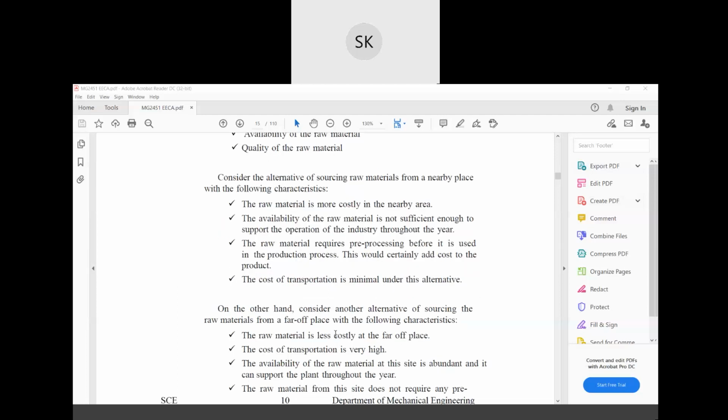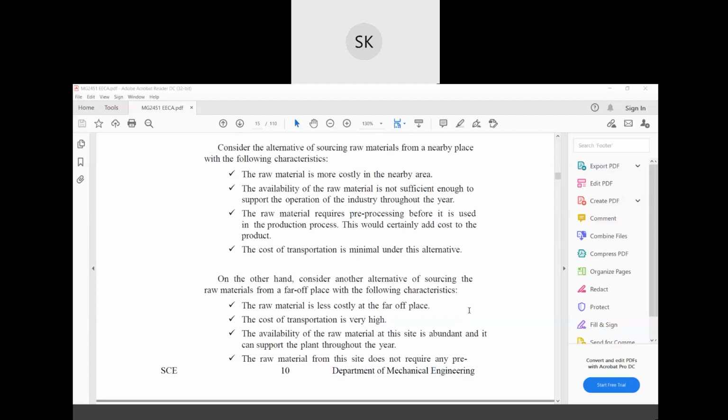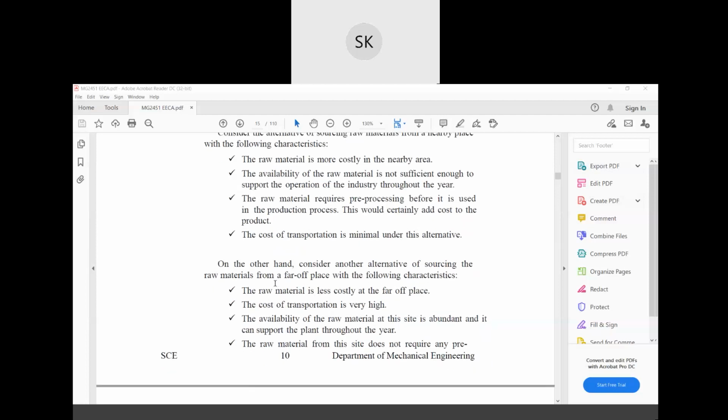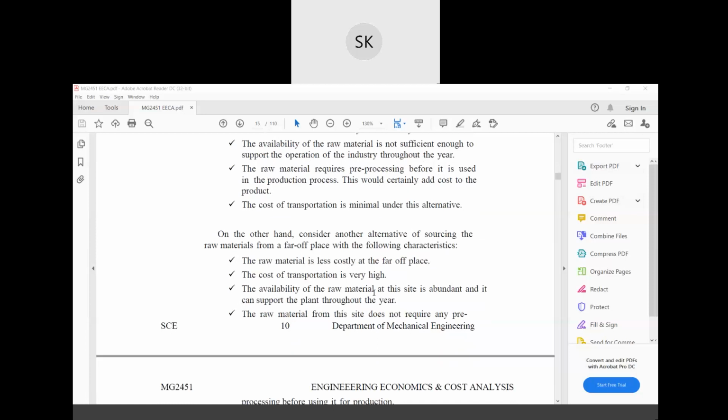On the other hand, if I am purchasing the same raw material from a very far off place with the following characteristics, it is less costly at the far off place. But the cost of transportation is very high, obviously, if you are taking raw materials from a very far place. The availability of the raw material at this site is abundant and it can support the plant throughout the year. Here, in nearby places, the raw material was not available throughout the year, but in this alternative, you have raw materials throughout the year.